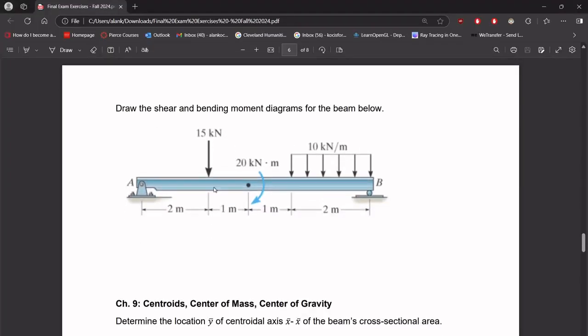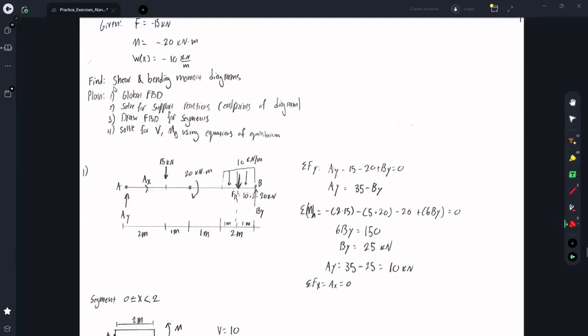All right, for this problem, we're given this beam that has a 15 kilonewton force, a negative 20 kilonewton meter moment, and then a 10 kilonewton per meter distributed load. So we want to find shear and bending moment diagrams, and to do this, first our plan is to draw a global free body diagram, use the equations of equilibrium to solve for the support reactions, which will help tell us what the endpoints of our diagrams should be, basically.